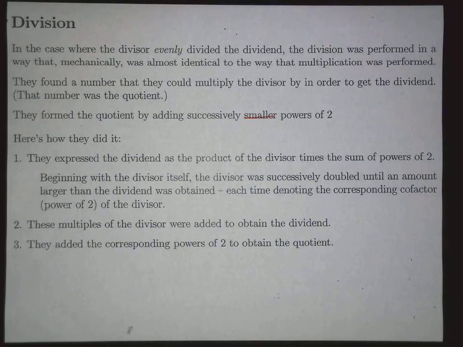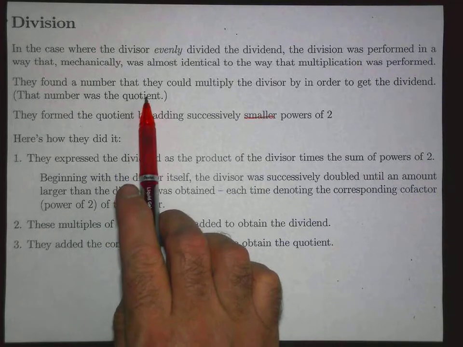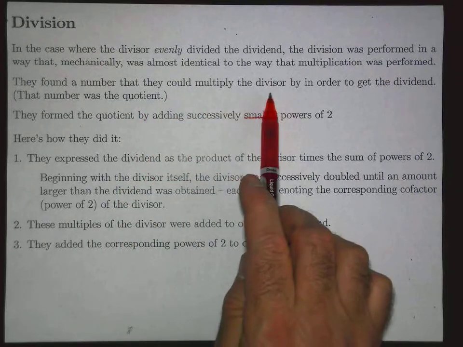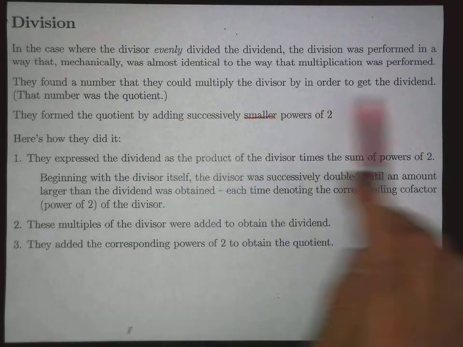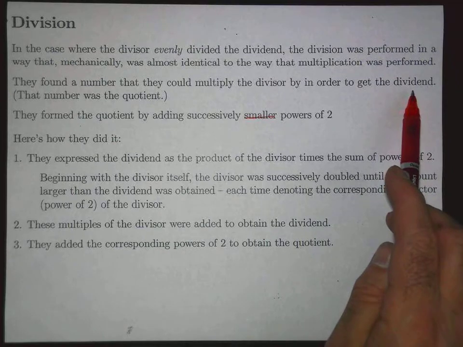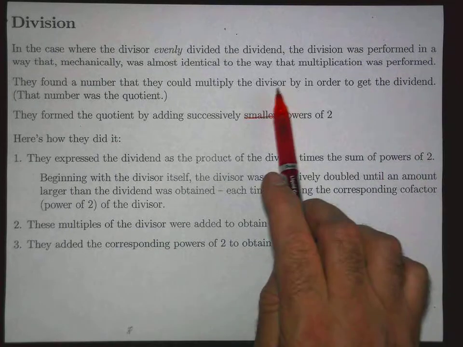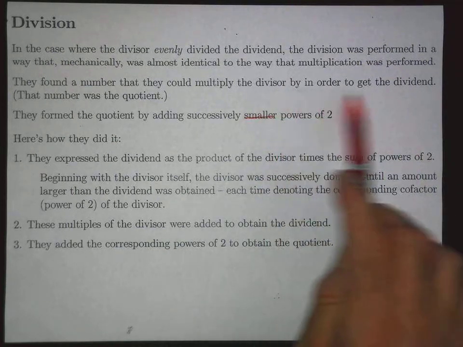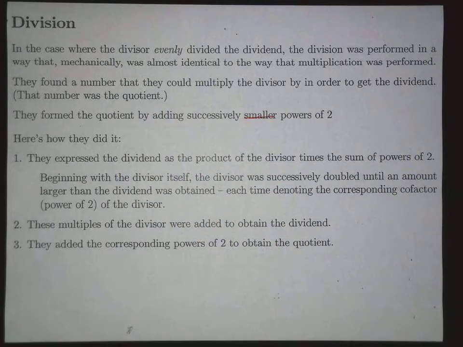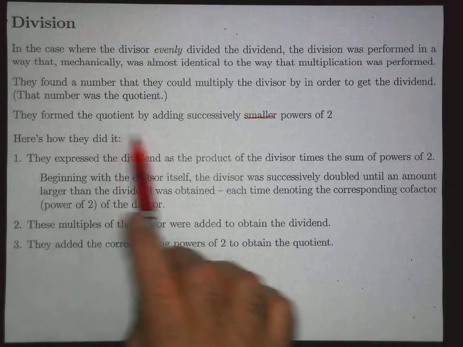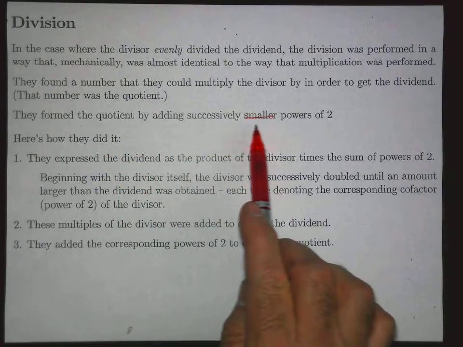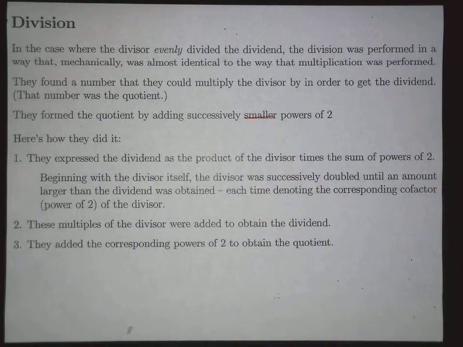The sense of what they did was this. They found a number that they could multiply the divisor by in order to get the dividend. So that number that they could multiply the divisor by to get the dividend was going to be the quotient. And the way they formed the quotient was adding successively smaller powers of 2 until they had something that they could multiply the divisor by in order to get the dividend exactly.